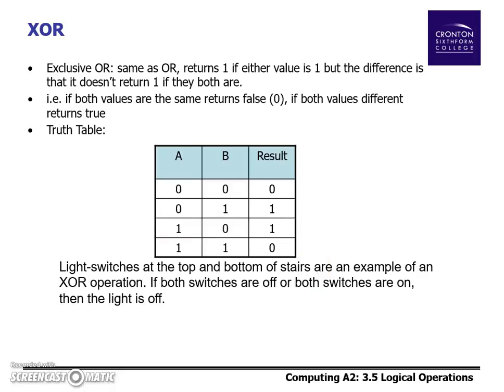Light switches at the bottom and the top of the stairs are an example of an XOR operation. If both switches are off, or both switches are on, then the light is off. But if one's on and one's off, then the light will be on.